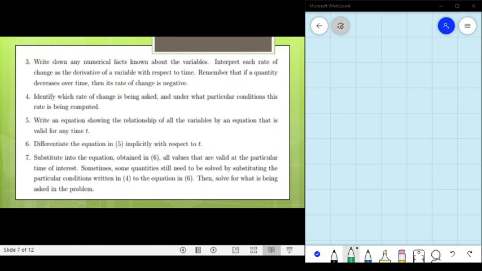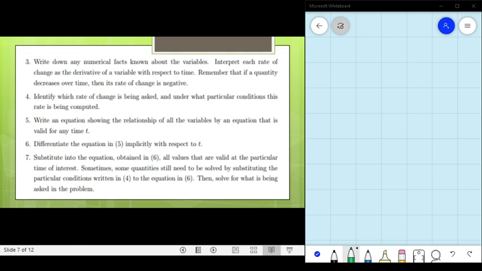Number 3, write down any numerical facts known about the variables. Interpret each rate of change as the derivative of a variable with respect to time. Remember that if a quantity decreases over time, then the rate of change is negative. Identify which rate of change is being asked and under what particular conditions this rate is being computed.